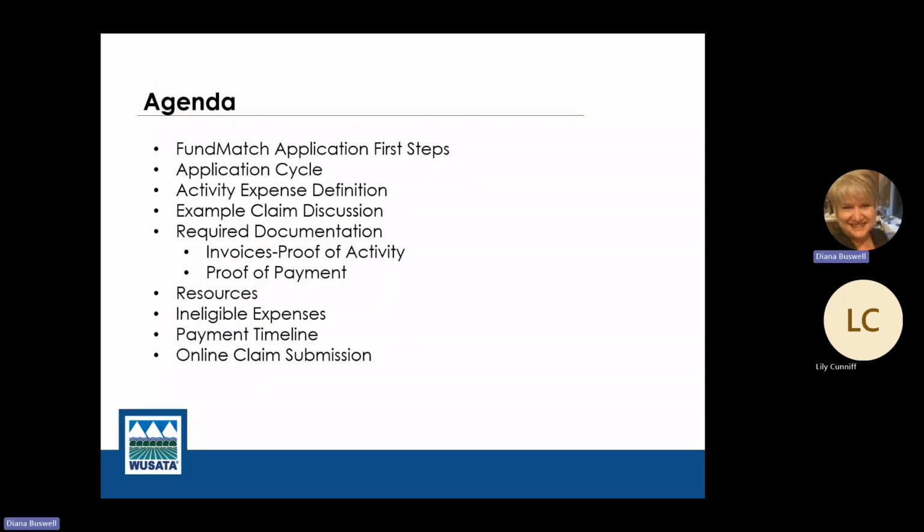Our agenda today includes the FundMatch application first steps, the application cycle, the activity expense definition, example claims discussion, required documentation, including the invoices and proof of payment, resources, ineligible expenses, payment timeline, and online claim submission.